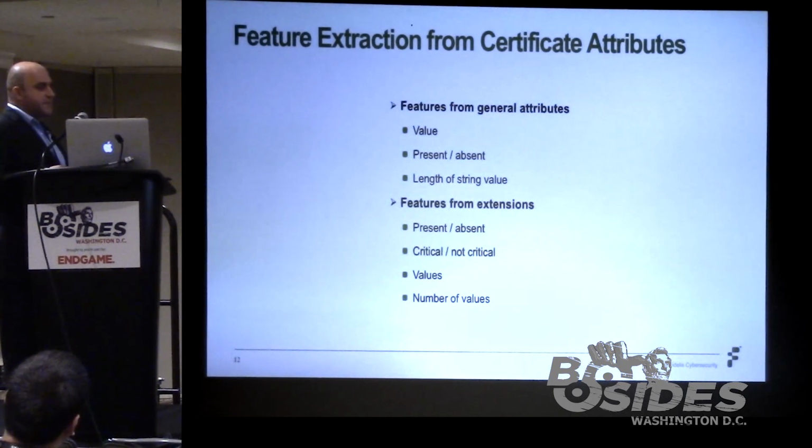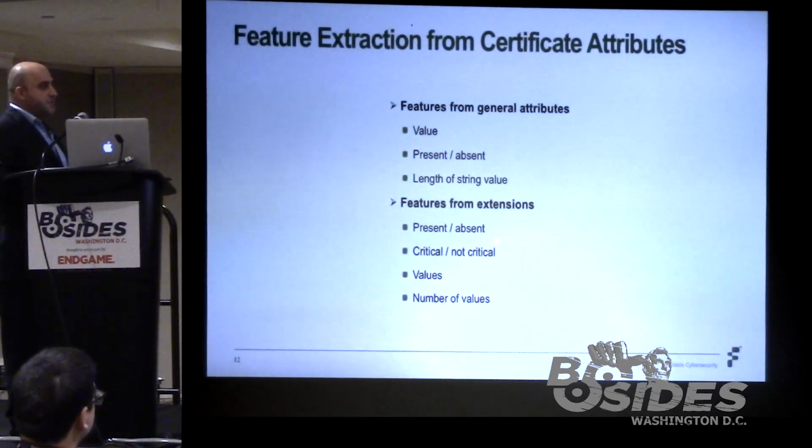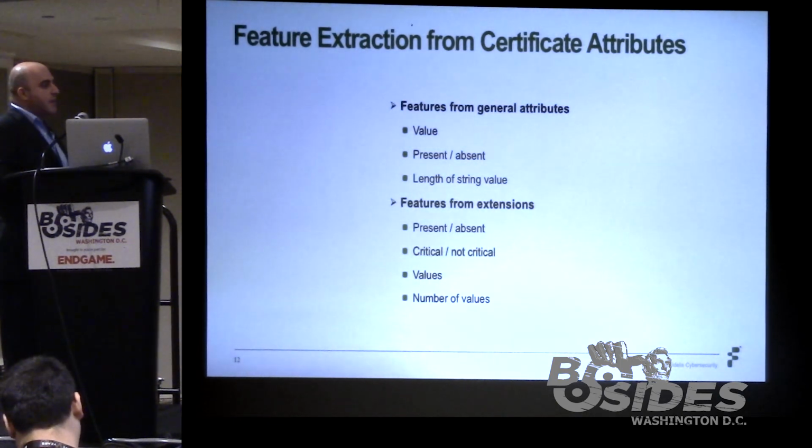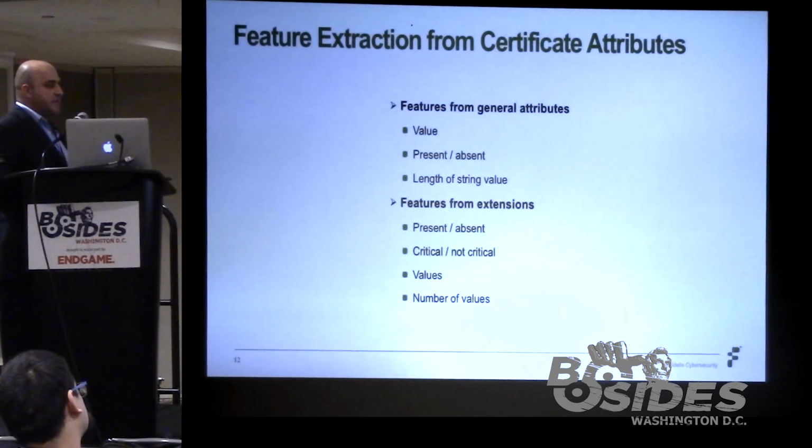Length of a string value. This is useful in the case of the serial number, because the serial number by itself doesn't really mean much. The extensions are similar. One option is just to look if the extension is present or absent, critical or not critical. For some extensions, we dig deeper and look at the values. Most extensions have multiple values, so we look at the specific values. And for some extensions, we look at the number of values, number of subject alt names, number of issuer alt names, and so on.